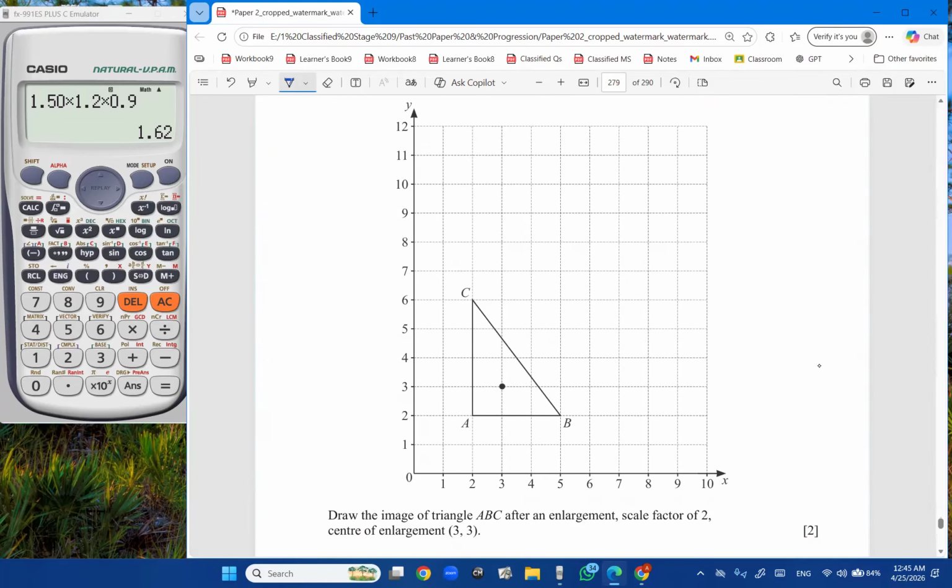They want you to enlarge this shape. Draw the image of triangle ABC after an enlargement scale factor of 2. Center of enlargement 3, 3. So you move from the center of enlargement to the nearest vertex, which is this one. You find that it is one left, one down. Instead of one left, one down, you move it two left, two down. So vertex A becomes here. This is the image of A.